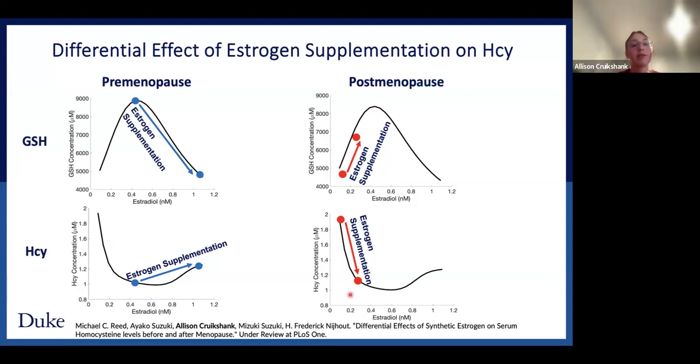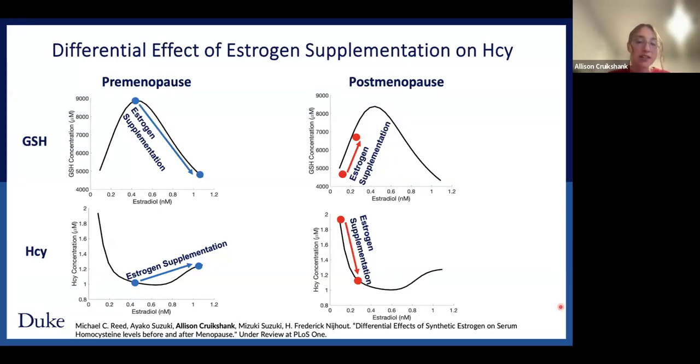And all of these results are able to provide a mechanism, an explanation for why we see this differential effect of estrogen supplementation on homocysteine levels in premenopausal and postmenopausal women. It was a very cool project to work on, I will say, because it was my first time working with a real life medical doctor in helping to explain some clinical results. It was very exciting working with her. So I'm very proud of this work, and it's currently under review right now at PLOS One. So hopefully the paper's out soon.